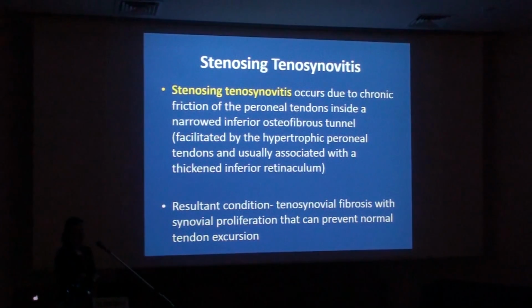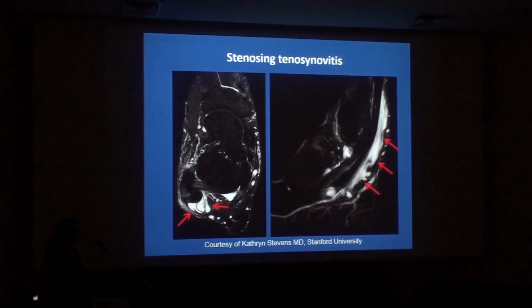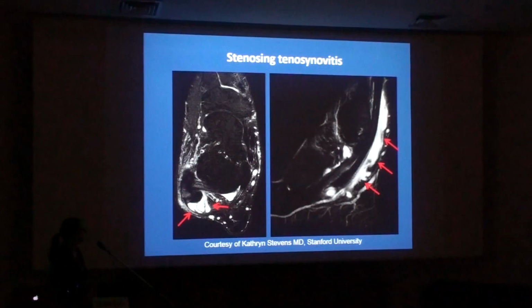Regarding stenosing tenosynovitis, there's an interesting entity. This occurs due to chronic friction of the peroneal tendons inside the narrowed inferior osteofibrous tunnel, and the resultant condition is tenosynovial fibrosis with synovial proliferation that can prevent normal tendon excursion. These images were given to me from Stanford University by Dr. Catherine Stevens. I haven't seen such a good case of this. You can see a marked distension of the tendon sheath, which looks irregular with synovial proliferation, and there are also some fibrous bands within the tendon sheath.